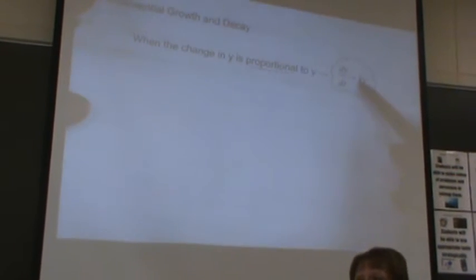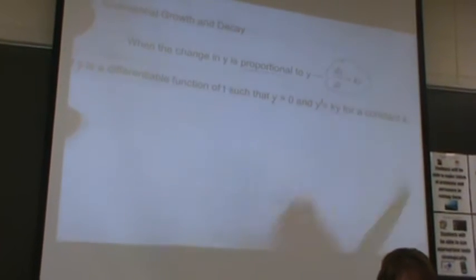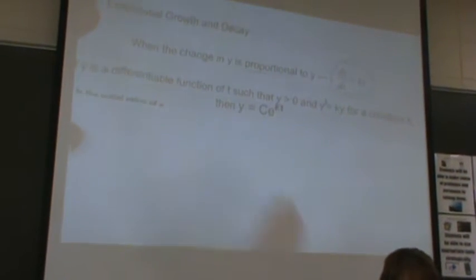I'm not sure how you do that, but anytime you see that the change, and a change is a derivative, right, that the change in something is proportional to itself, you know that you're going to start out with dy/dt equaling ky. So the change in this object with respect to time is proportional to that object. Does everybody understand what this is saying? So if y is a differentiable function of t such that y is greater than 0 and y prime, which is this dy/dt, is equal to ky for a constant, you're going to get this formula.